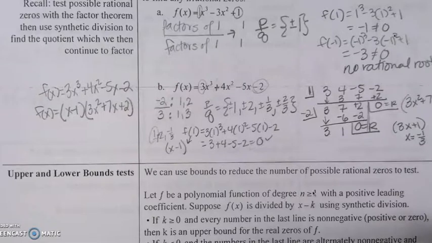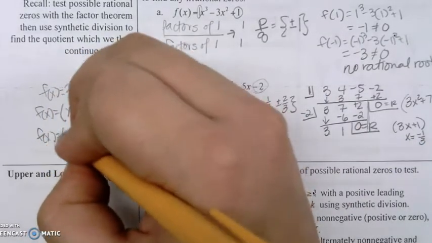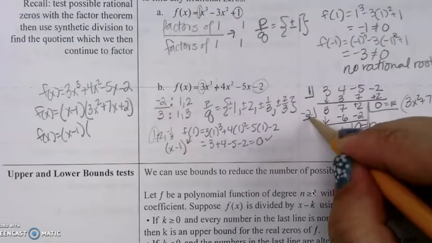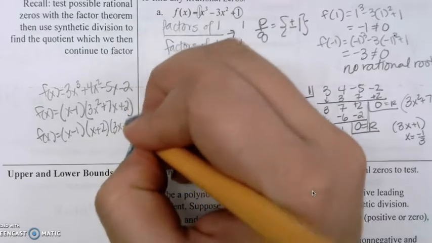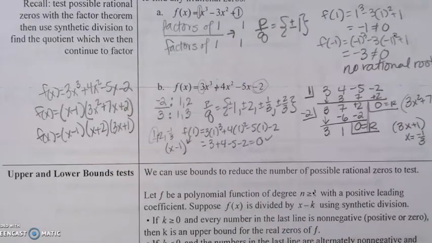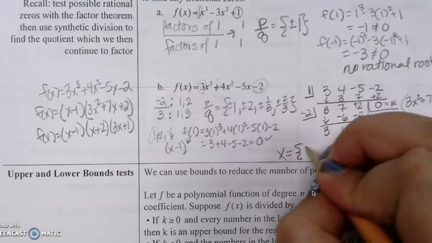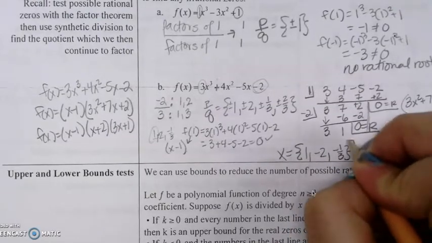Now, I didn't have to test all 8 numbers to find them because I used the graphing calculator as a resource. So this tells me that f of x equals x minus 1 times the newly factored x plus 2 times 3x plus 1. Okay, so now f of x is completely factored, and I can list my zeros as 1, -2, and -1/3.